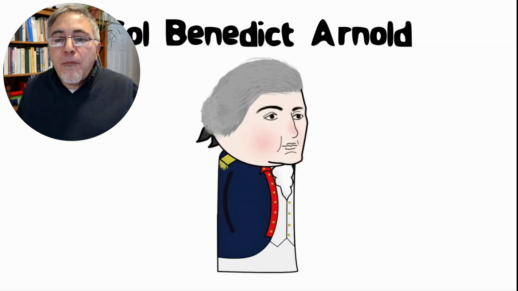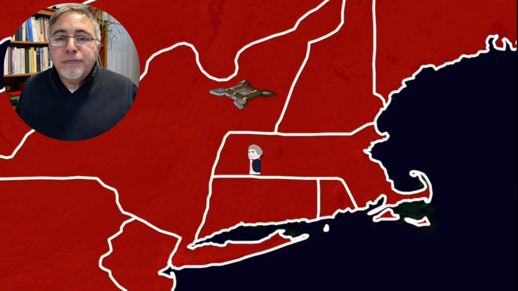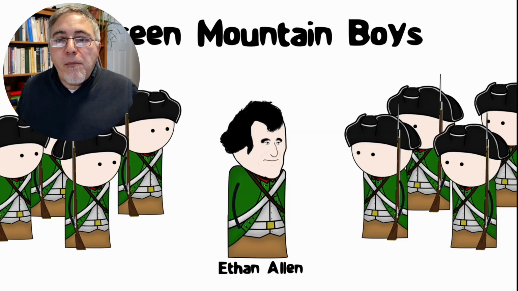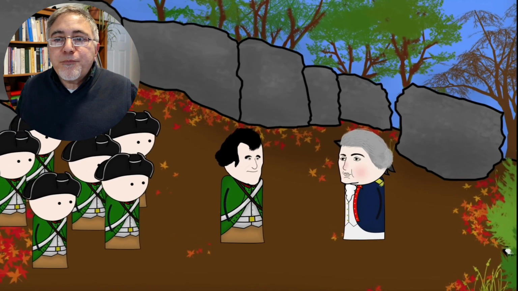Colonel Benedict Arnold concocted a plan to take the British stronghold Fort Ticonderoga, which held a large amount of guns and ammunition. He set off towards the fort alone, hoping to recruit men along the way, when he came across the Green Mountain Boys, led by Ethan Allen, who, as it turned out, had the exact same plan he did. So they decided to work together.